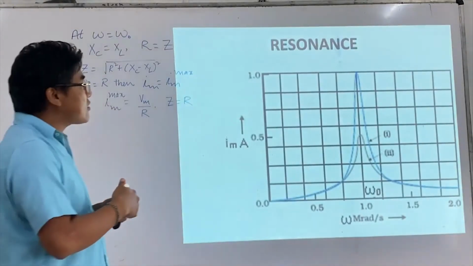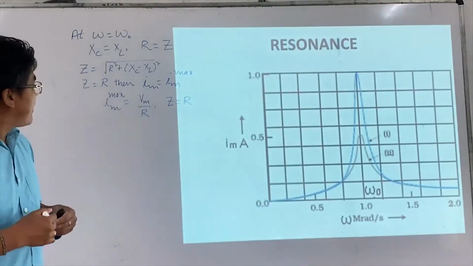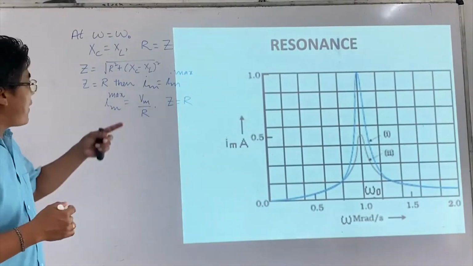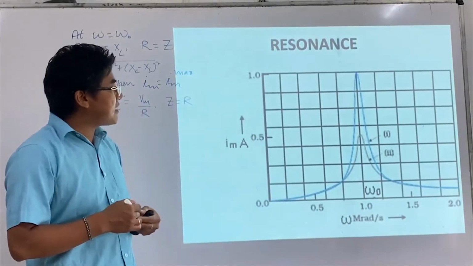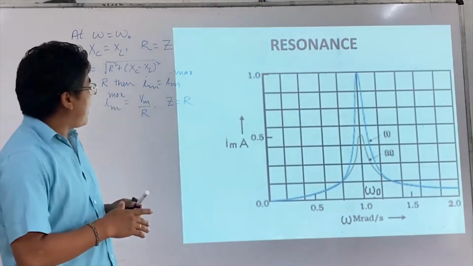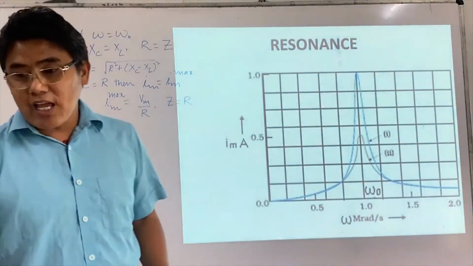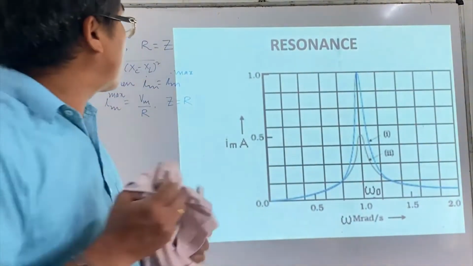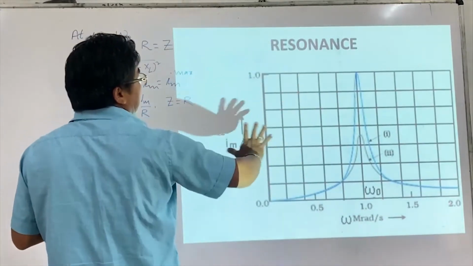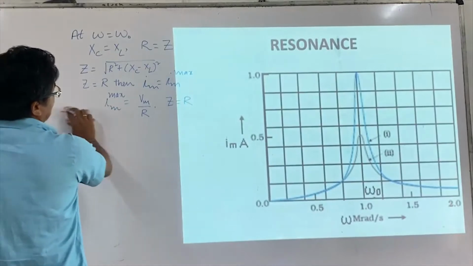We will have a different peak for a different resistance. If the resistance is low, the peak is going to be higher. If the resistance is higher, the peak is going to be lower. So this is what we talked about last class. Today I would like to discuss the sharpness of resonance.